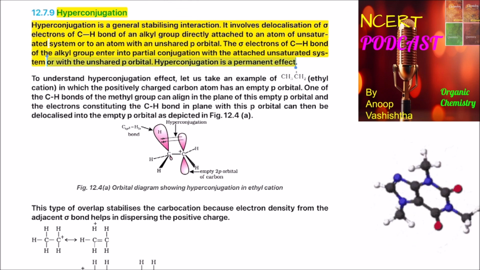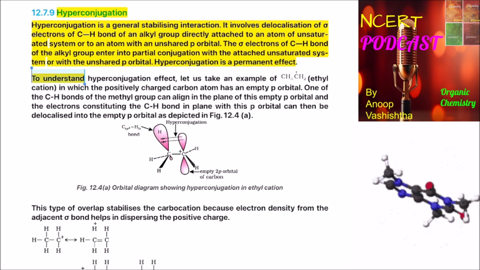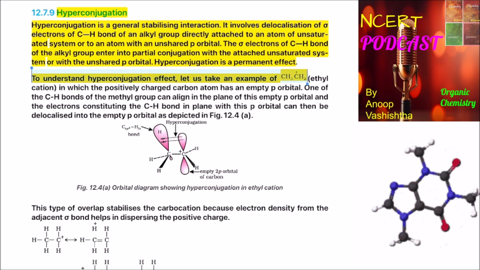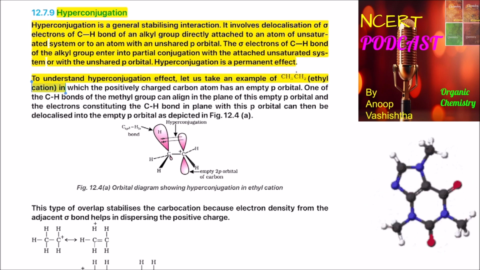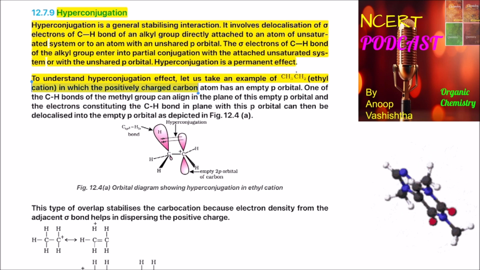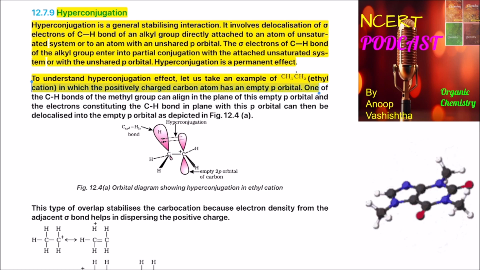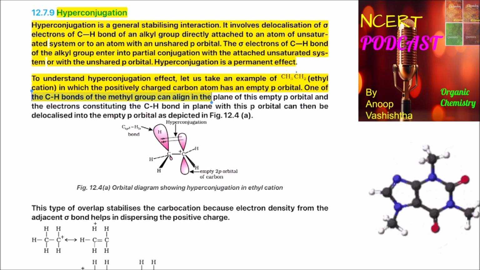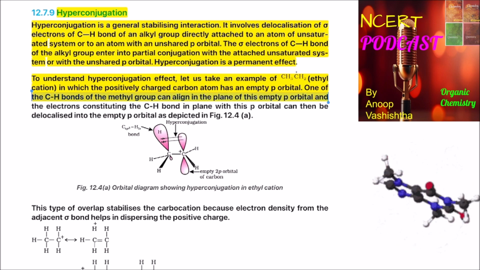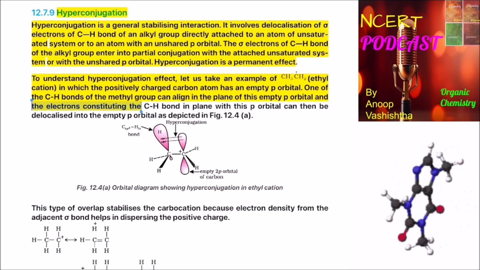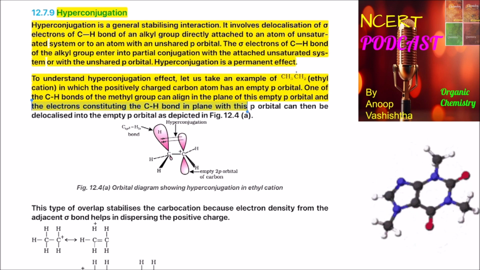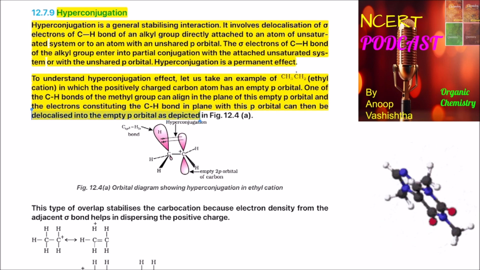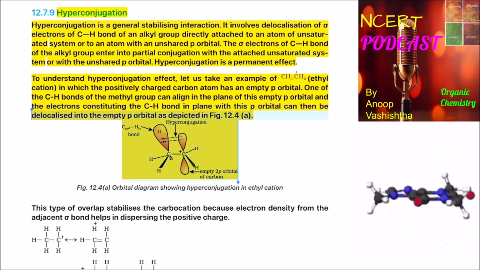Hyperconjugation is a permanent effect. To understand hyperconjugation effect, let us take an example of CH3CH2+, the ethyl cation, in which the positively charged carbon atom has an empty p orbital. One of the C-H bonds of the methyl group can align in the plane of this empty p orbital, and the electrons constituting the C-H bond in the plane with this p orbital can then be delocalized into the empty p orbital as depicted in the figure 12.4a.